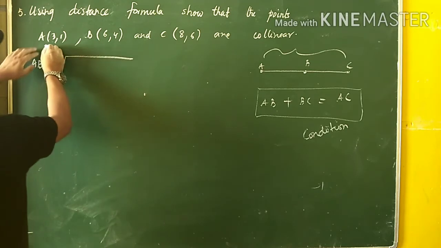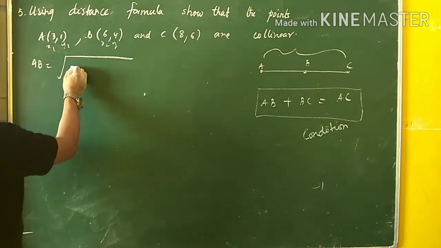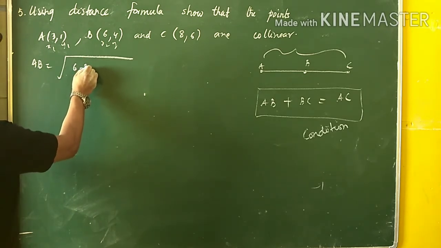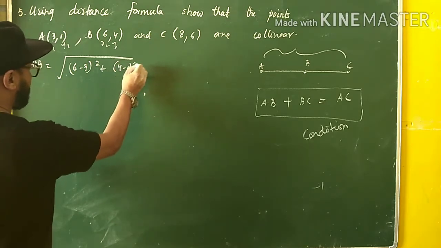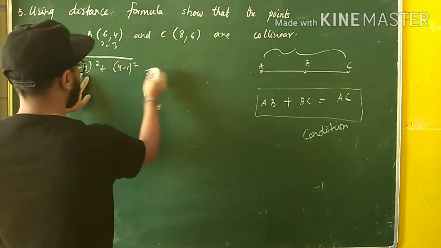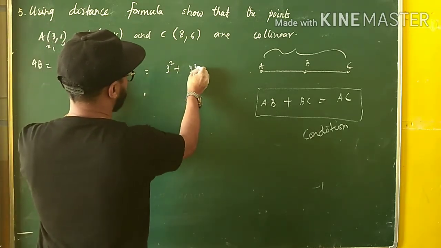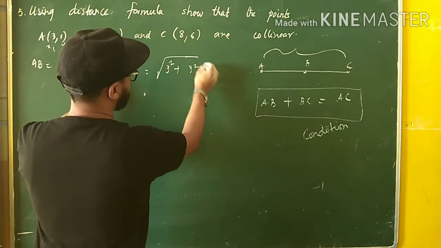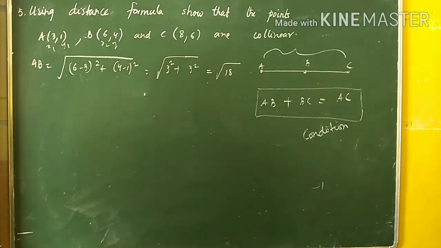The formula is, if we take this as x1 y1, x2 y2, now we know what the formula is: square root of x2 minus x1 whole square plus y2 minus y1 whole square. And we directly substitute. So 6 minus 3 is 3 square plus 4 minus 1 is 3 square. So 3 3s are 9, 3 3s are 9. So 9 plus 9 is 18. So let's keep it like this.